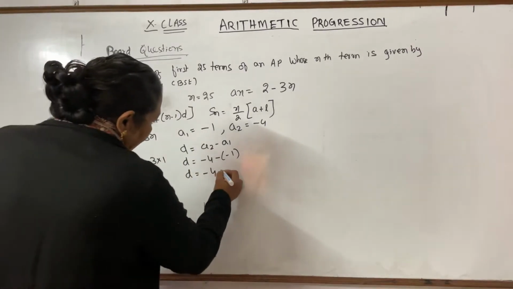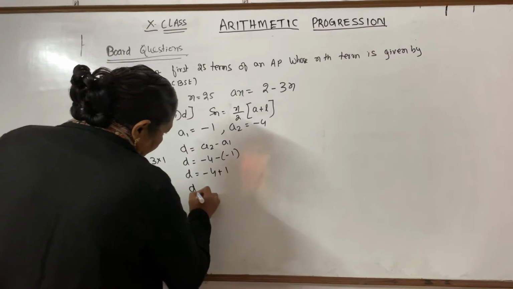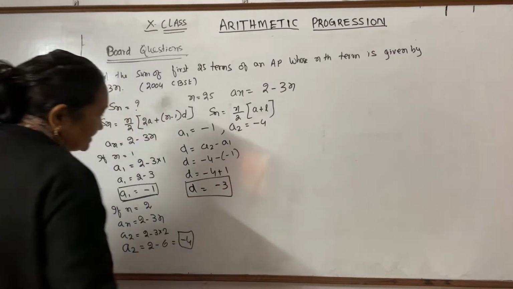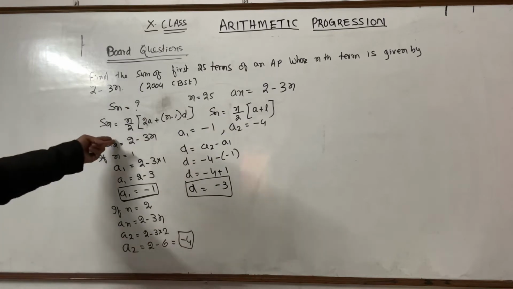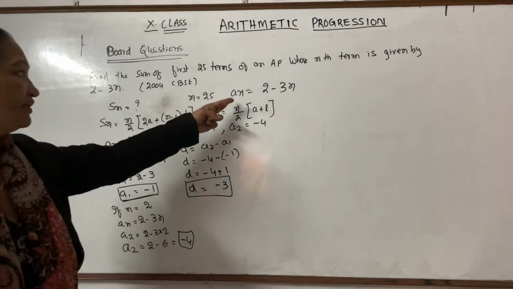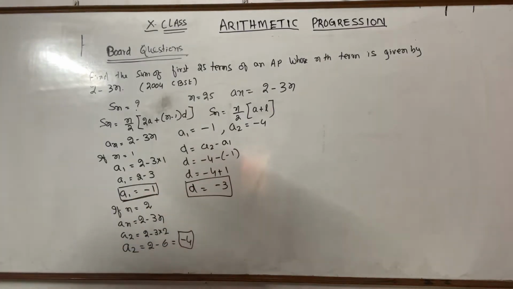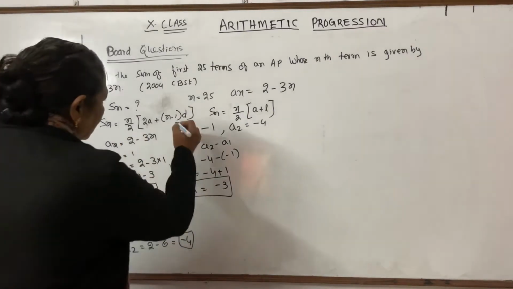So minus into minus is what? Plus. So D equals minus 3. Our D is minus 3. Okay. So we can put it in this formula, or we can find out another term, A25 also you can find out. So now this formula I shall apply.